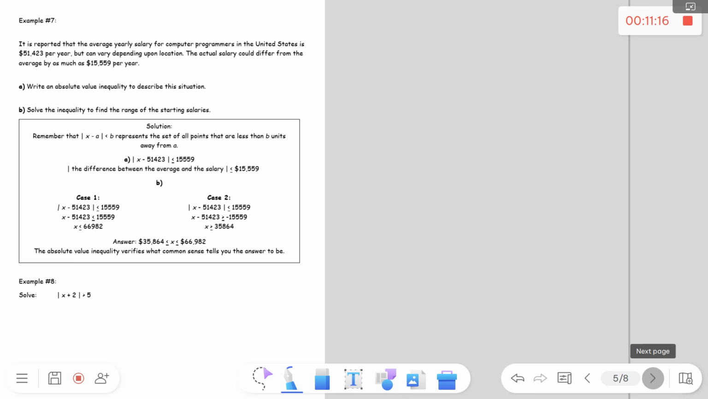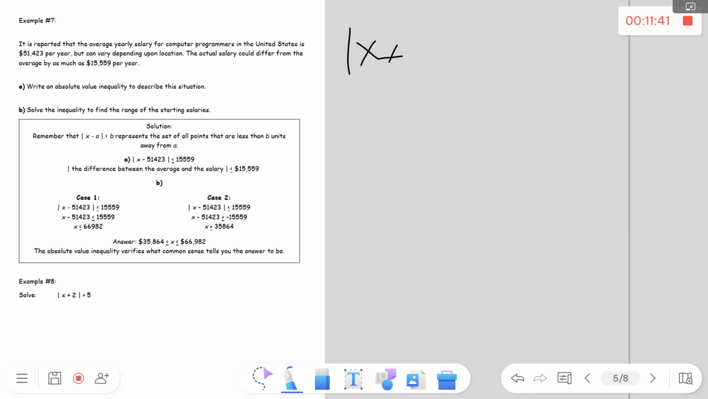And we see when we solve this out that the low salary should be $35,864, with the high salary being $66,920. All right, we did that by solving each one out, finding numbers that work in the middle, making sure that it is an and statement because we want to be in between. All right, let's look at this example here.